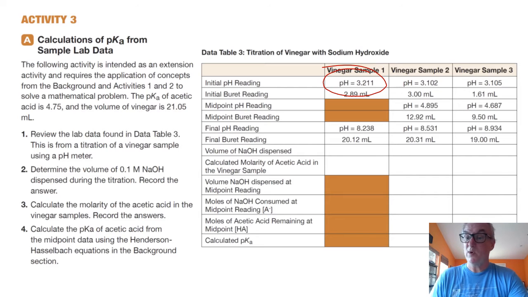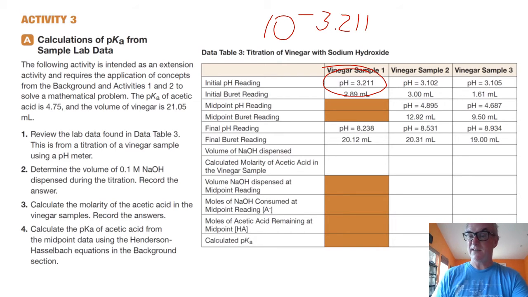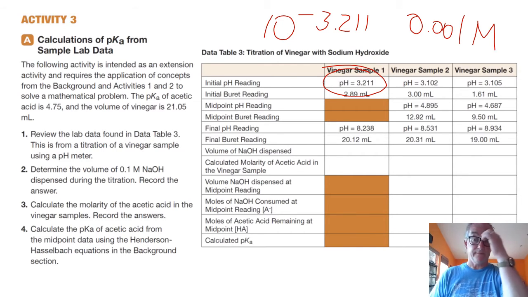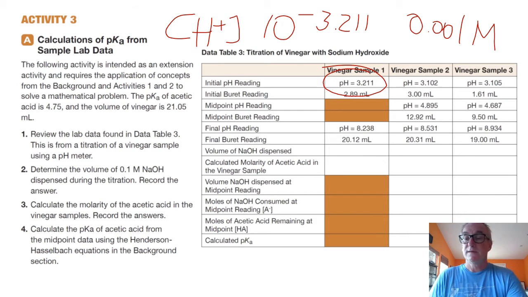Why would we expect that? Because a very small amount of protons are going to be released from acetic acid when we dissolve it in water, right? A very small amount. How much? Well, 10 to the minus 3.211. So around 10 to the minus 3, or 0.001 molar. That's about what the concentration of H plus is at the beginning. So that's a small amount of H plus.